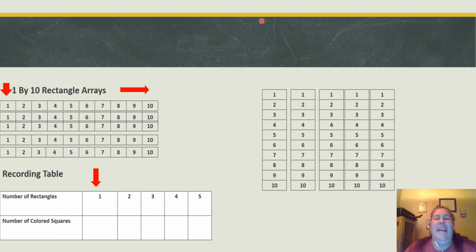Great. Now that you've done that, I would like you to draw 4 more arrays just like the first one. You don't have to number each square in your array like I did. I just did that to make sure I have 10 units in each of my 5 arrays. Now we're going to create a reporting table with 2 rows and 6 columns. Your table should look like this.